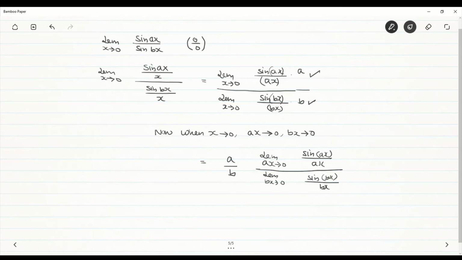Now, if I apply the formula of limit x tends to 0 sine x upon x is equal to 1, which means when the function sine x upon x, when x approaches 0, the limiting value of this function is 1. So utilizing the same fact over here, it is a upon b times 1 by 1. That's how the limiting value of this function is a by b.